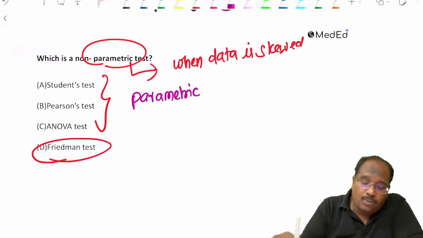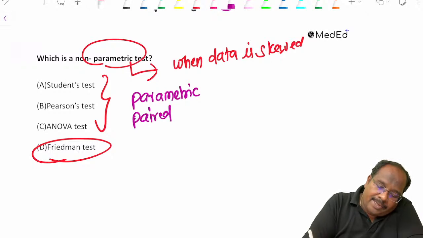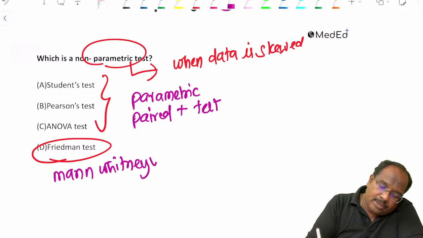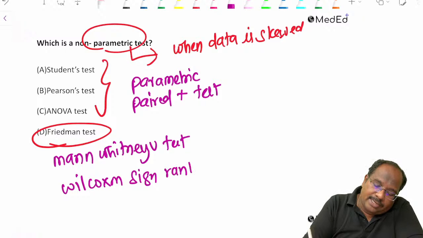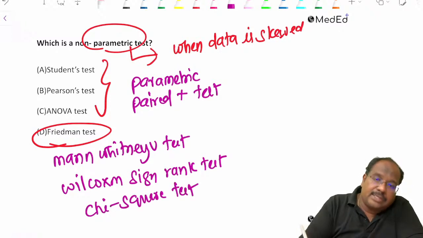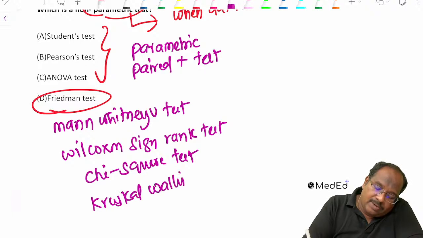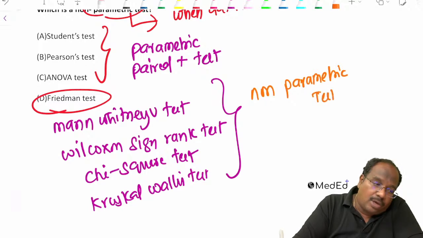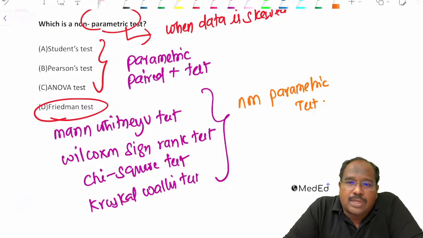Student t-test, ANOVA, unpaired or paired t-test, all are parametric. So Friedman test, Mann-Whitney U test, Wilcoxon sign rank test, chi-square test, and we have this Kruskal-Wallis test. So all these things are non-parametric. That means when the data is not normally distributed: Mann-Whitney, Wilcoxon sign rank, chi-square test, or Kruskal-Wallis test.